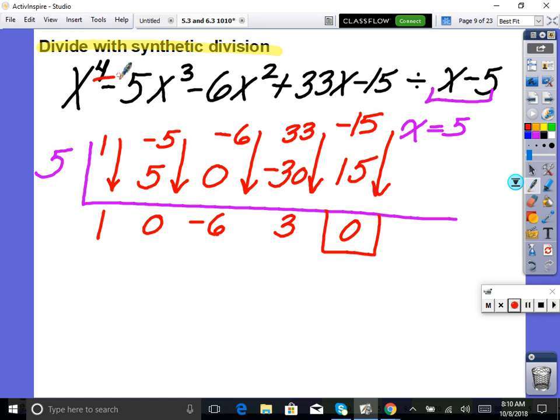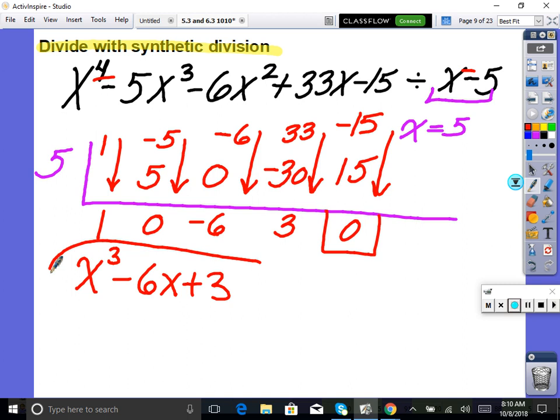Now look, degree 4 divided by degree 1 would be degree 3. So this is 1x cubed, looks like no x squareds, minus 6x plus 3, and our remainder is 0. So that's our answer.